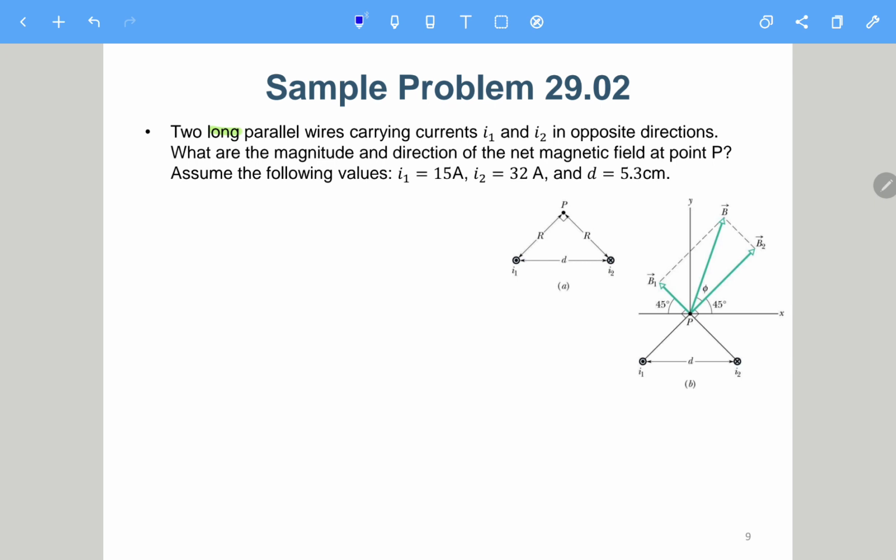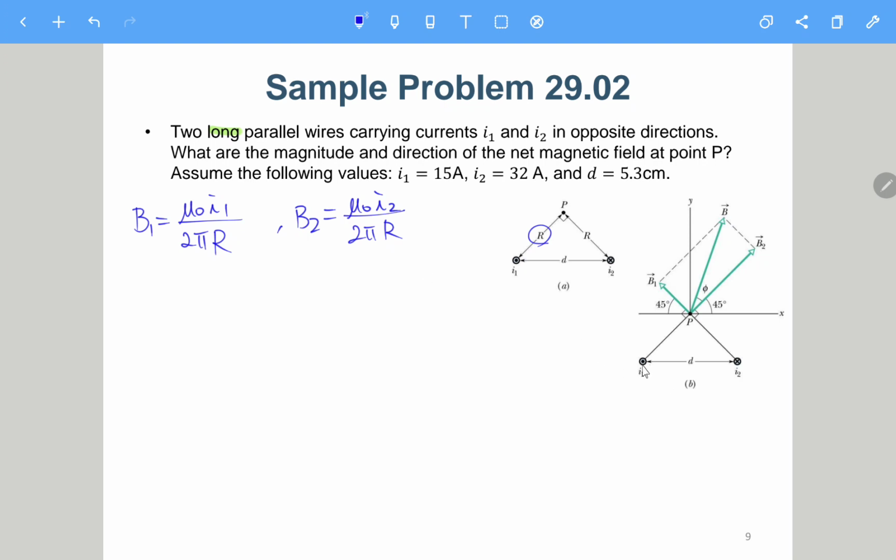Actually, we can just simply use the equation which we have before. B1 equals mu 0 I1 over 2 pi R, and this is capital R rather than small r, just the distance from the point to here. And also B2 should be mu 0 I2 over 2 pi capital R. So both of them are the same in magnitude, but of course the directions of them are different.